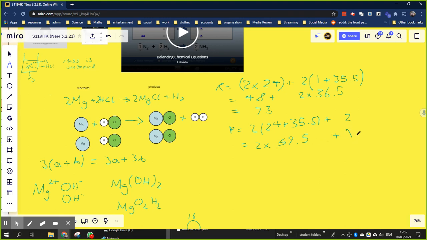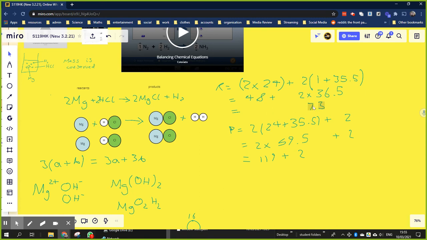So now we just need 2 times 59.5, and that's going to be basically, well, 2 times 60 is 120. Then take away the 0.5 twice, so 119 plus the 2. Whoa, what's going on here? I seem to have made a mistake somewhere. Look what I did. I didn't add the 48 at the top. Sorry, 73.